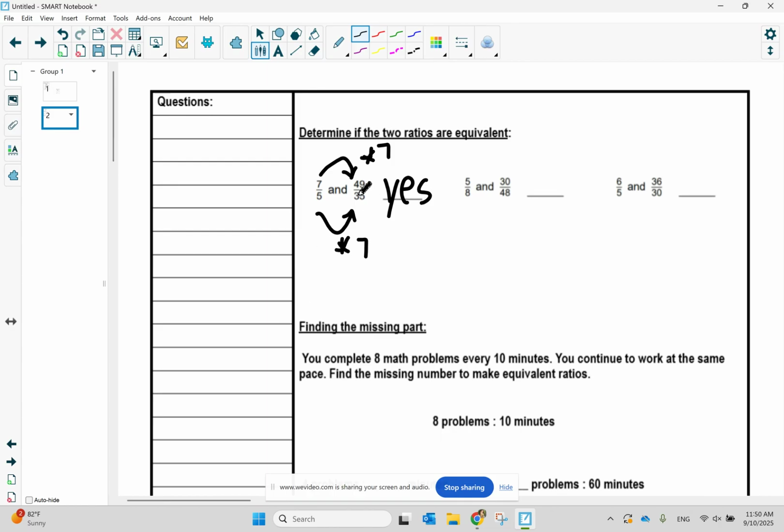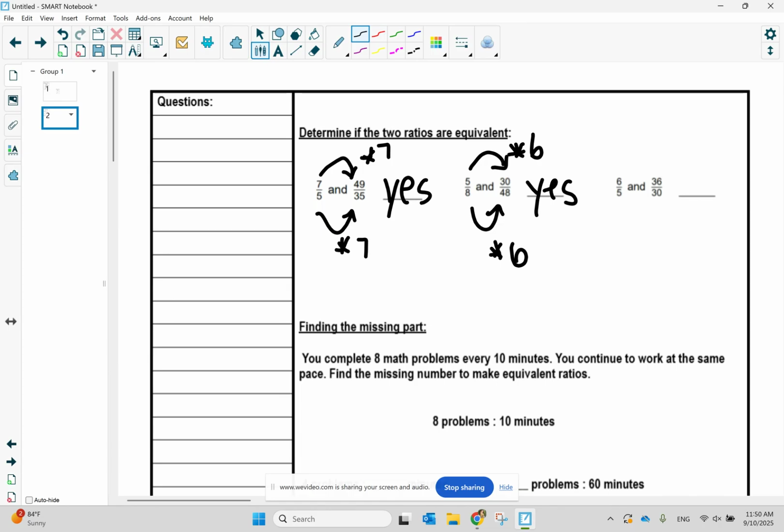If, let's say, this bottom number was like 40, 5 times 7 is not 40, so then we'd say, no, that's not equivalent. Okay, next one. 5 times 6 is 30. So we'd have to do times 6 on the bottom. Is 8 times 6 48? Yes, it is. So these are equivalent.